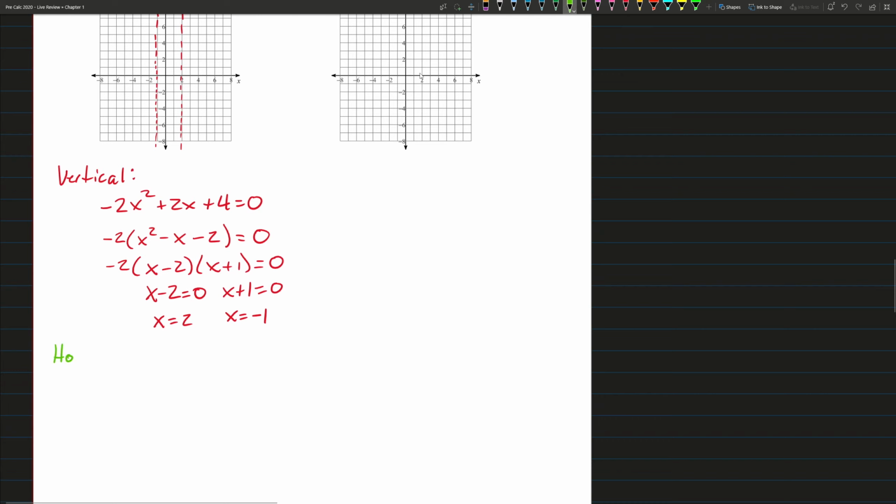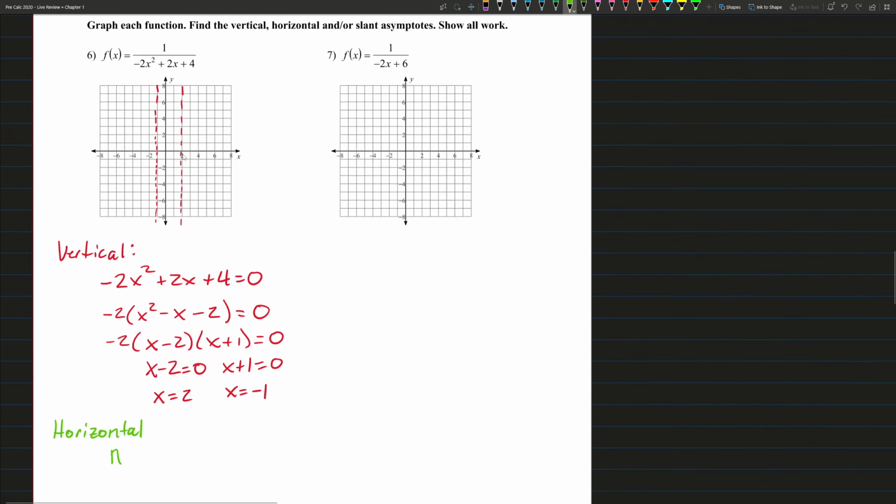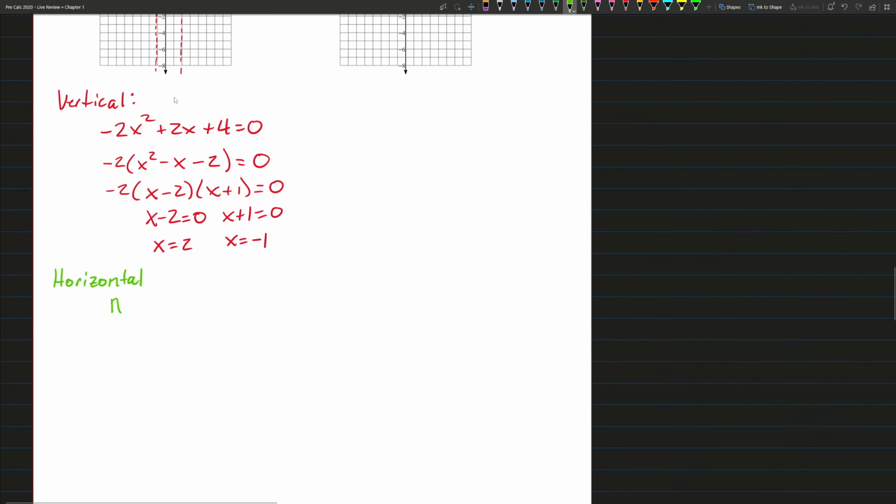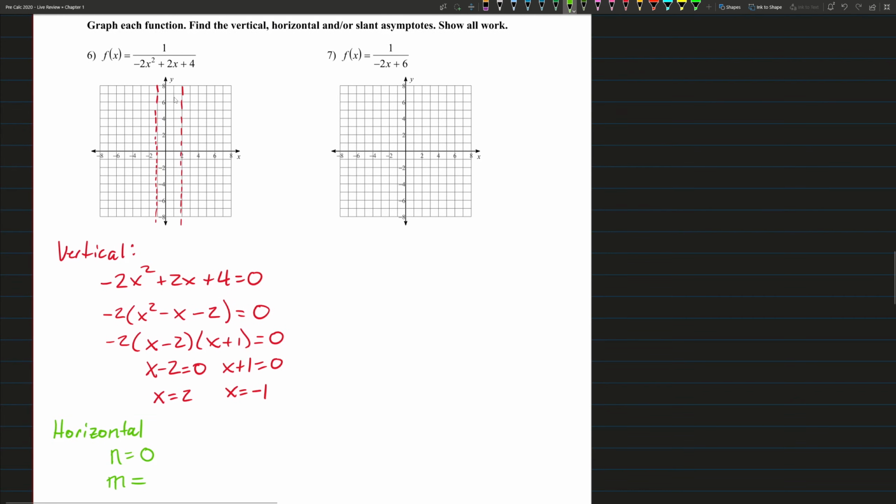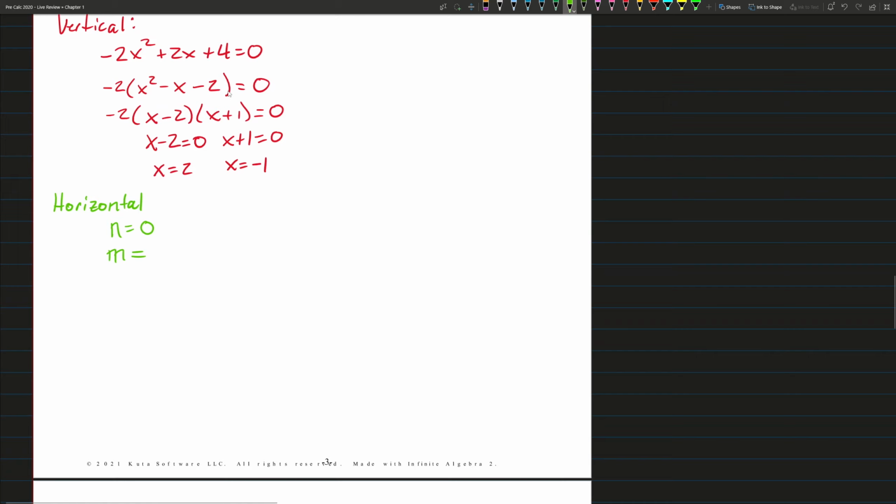For horizontal, we have to compare the degrees of the numerator and denominator. So n, the degree in the numerator, right? The numerator is just 1, which means n, that's the power of x, which in this case is just 0. m is the degree in the denominator. So it's the greatest exponent in the denominator, which in this case is 2. Right? n is less than m, which means that y is equal to 0 is our asymptote.